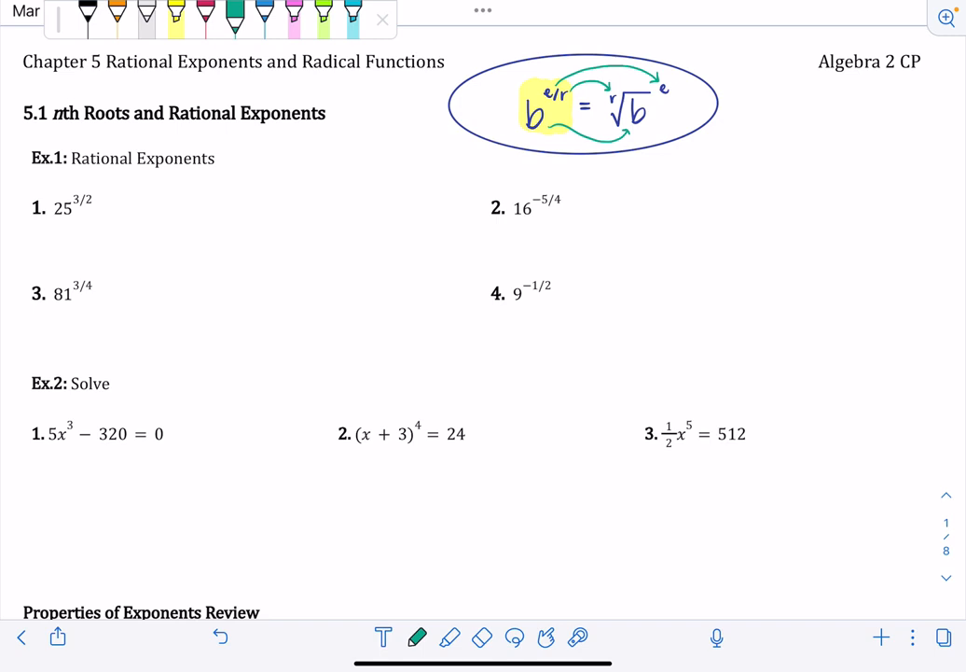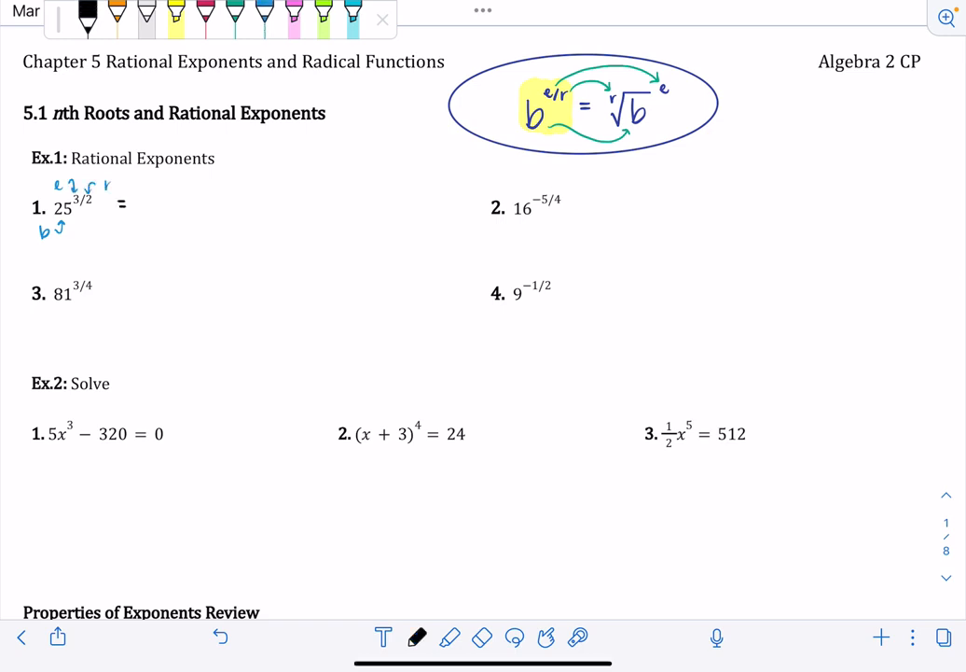So for example 1, we're just going to rewrite each of these in radical form and then see if we can evaluate them. So for number 1, 25 raised to the 3 halves, the base would be 25. E is the numerator of the fraction, so that's 3. And then r is the denominator of the fraction, so that's 2.